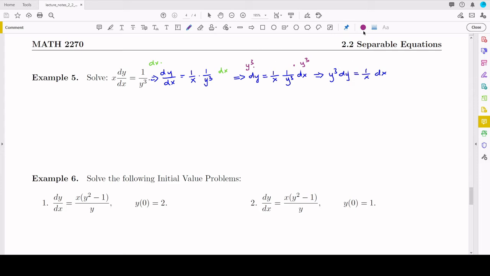And then we'll integrate both sides. The antiderivative of y cubed, we're going to use the power rule. So that's going to be 1/4 y to the power 4 plus a constant of integration, but I'm going to save that for the other side. And then the antiderivative of 1 over x is ln of x plus a constant of integration.